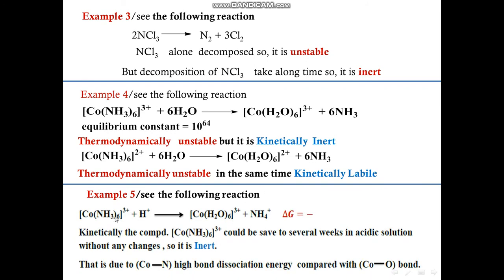Let us see this reaction. Hexaamine cobalt(III) in acidic solution. This compound could be saved for several weeks in acidic solution without any change, so it is inert. But delta G is negative, so it is thermodynamically unstable.